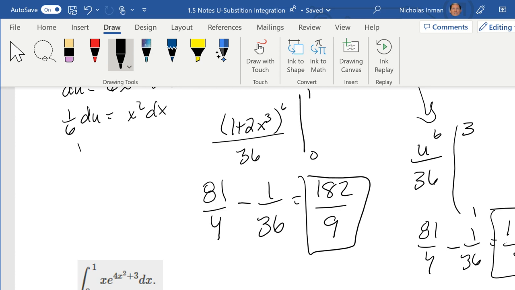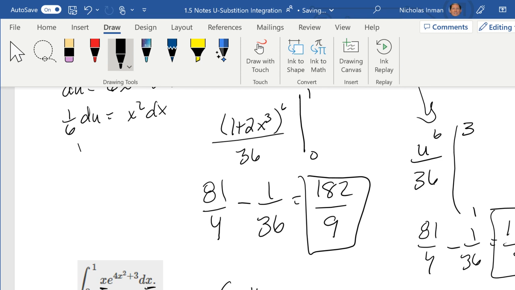Well, I know what I want for my u. That is going to be that exponent, 4x squared plus 3. du is 8x dx. Well, I don't have an 8x dx in this thing. I just have an x dx. So I need to move that 8. All right, so when I go to integrate, I'm going to have du and a 1/8. Okay, that's my x dx, e to the u.